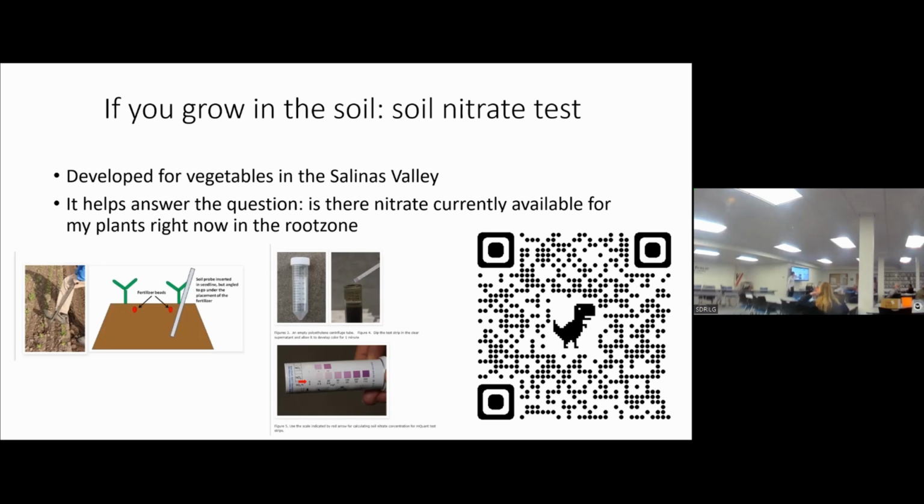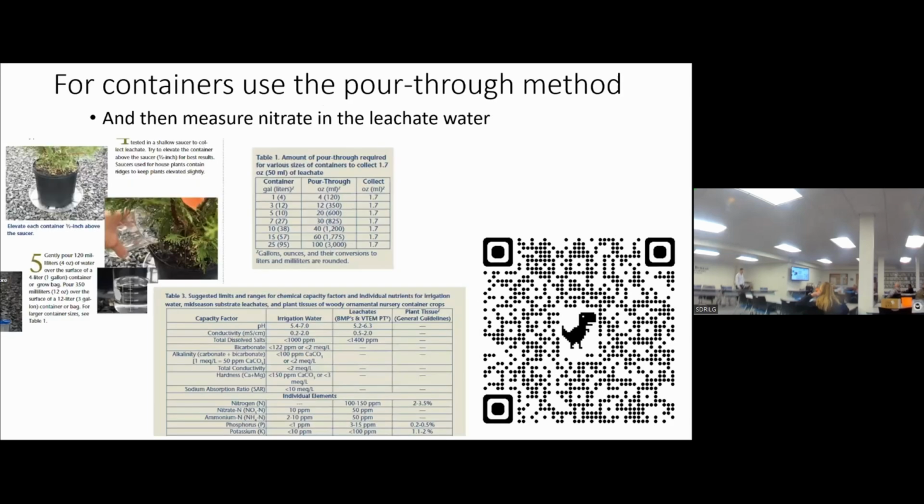So if you scan that code, or if you talk to me later, I can send you this procedure, and basically you take the soil, you put it in a solution of calcium chloride, you shake it, and then you measure the nitrate concentration with those strips.